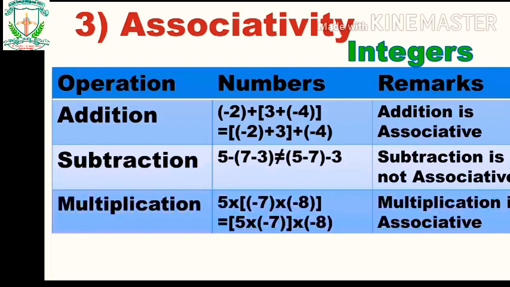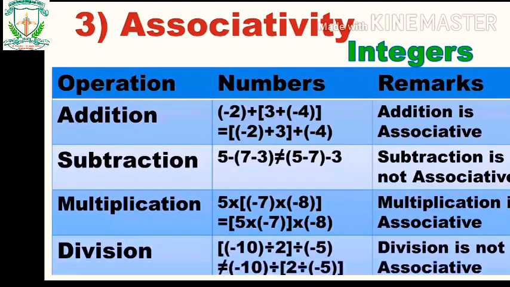And 5 into minus 7 will give us minus 35. Why is it minus 35? Because plus into minus is minus. 35 into 8 again will give us 280 because minus into minus is plus. So we are getting plus 280. Here also same thing, LHS is equal to RHS. So we can say that the associative property is true in case of multiplication for integers.